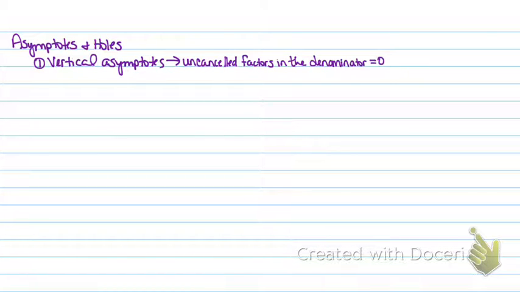Along with vertical asymptotes, I'm going to include holes. This lesson doesn't really talk about it, but you need it in order to graph it, so we're going to go ahead and cover it. Holes are the canceled factors in the denominator set equal to 0.